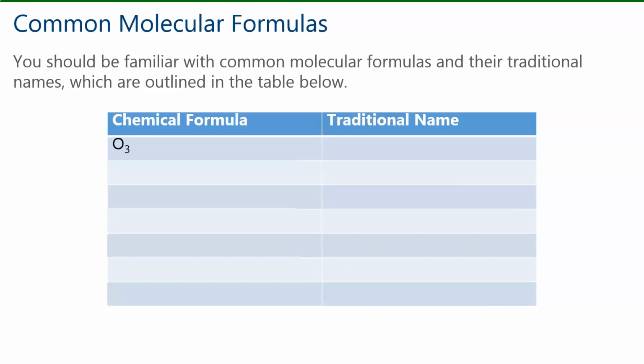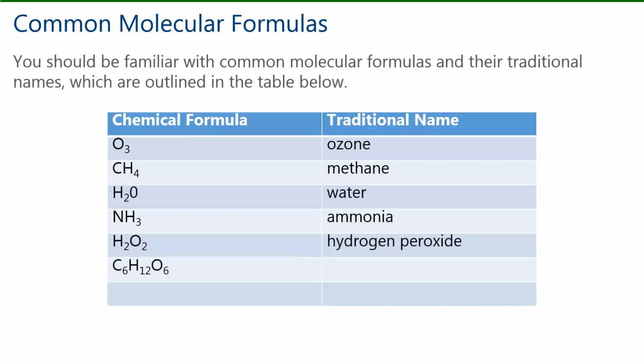Our first example is O3, and the traditional name of this is ozone. Next, we have CH4. The traditional name of that is methane. H2O, you're probably familiar with, is water. NH3 is ammonia. H2O2, you should know, is commonly referred to as hydrogen peroxide. C6H12O6 is glucose. And C12H22O11 is sucrose. For these 7 examples, you need to learn the traditional names.